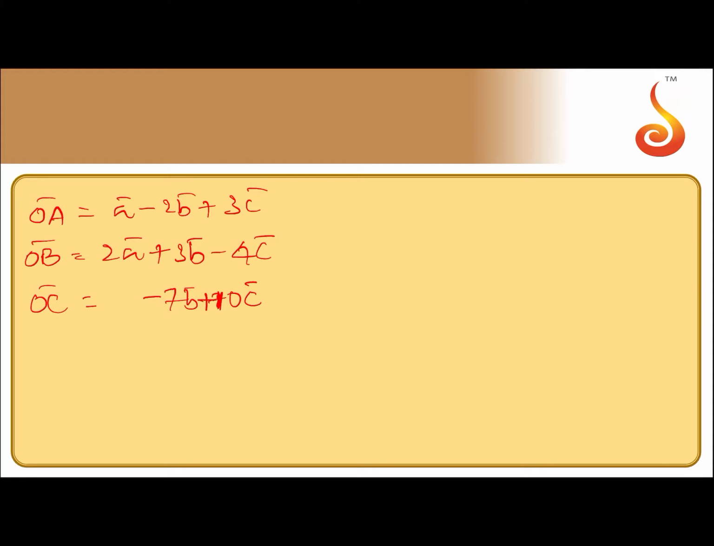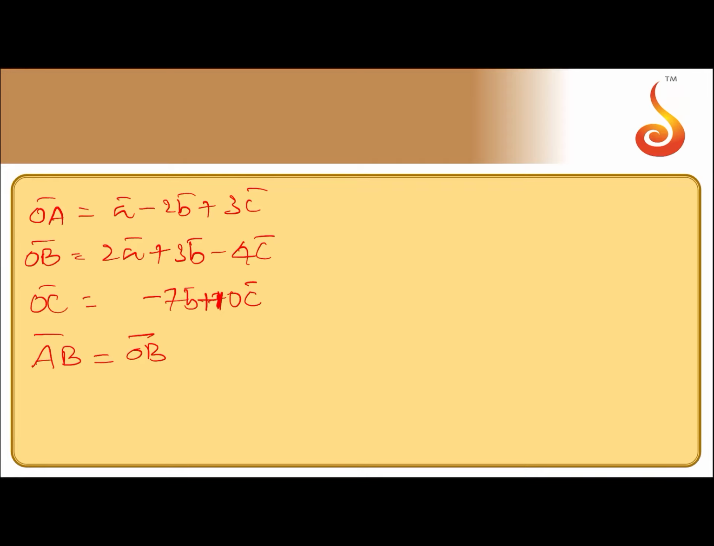Okay, let me consider here. We have to prove that A, B, C are collinear points. To prove that A, B, C are collinear points, it is enough if I can get a relation between AB vector and AC vector. From this one, I consider AB vector.